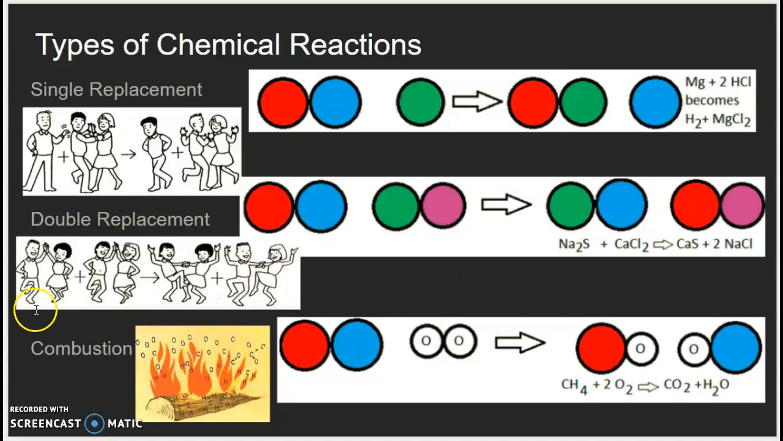Double replacement is when you have 2 couples and the couples are trading partners. And finally, combustion is when you have a carbon-based compound and it reacts with oxygen gas to make carbon dioxide and water. And this is just any kind of burning reaction is combustion.